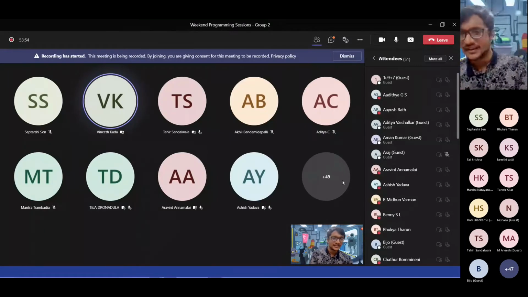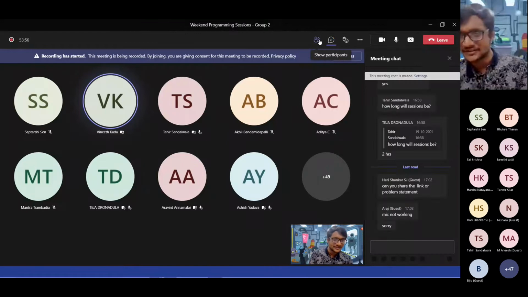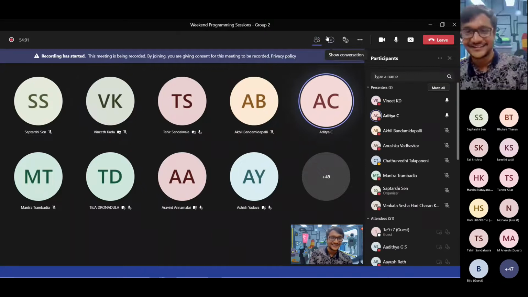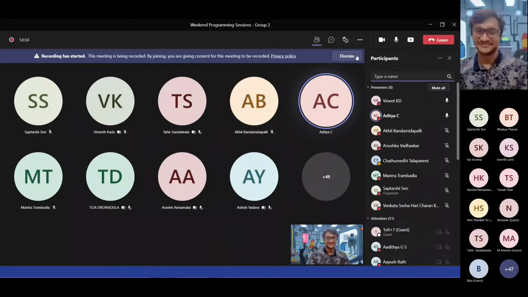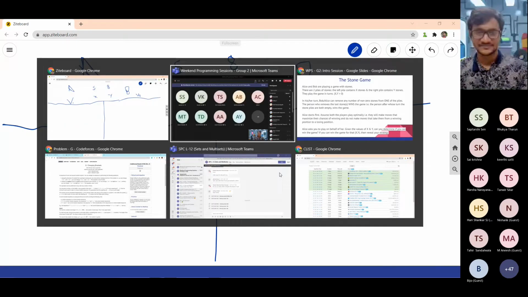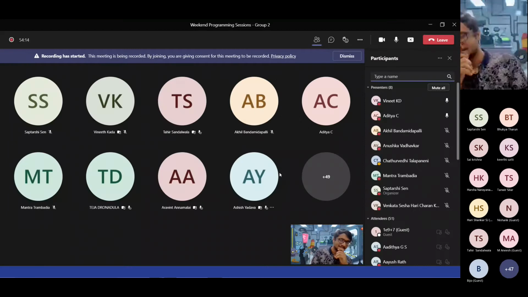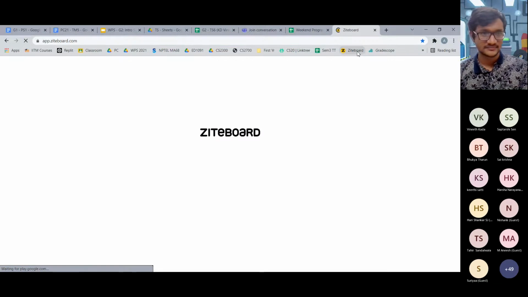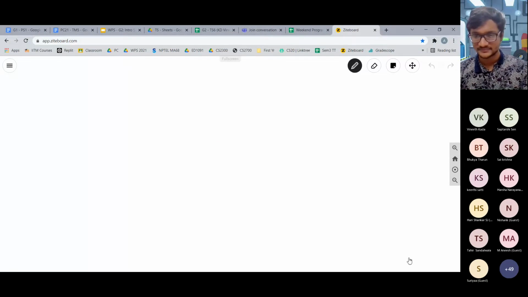Okay. Aditya, can you make the game setup? Yeah, sure. Give me a minute, share screen. Is my screen visible? Yeah. Okay, good. So now 3 piles, right? Yeah, 3 piles.